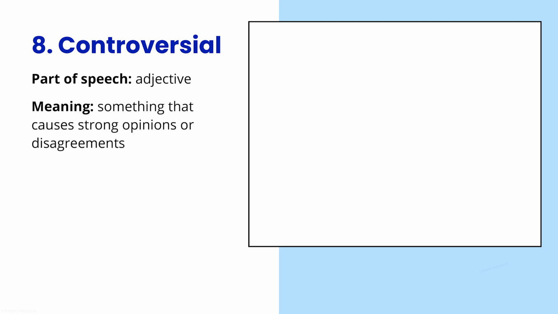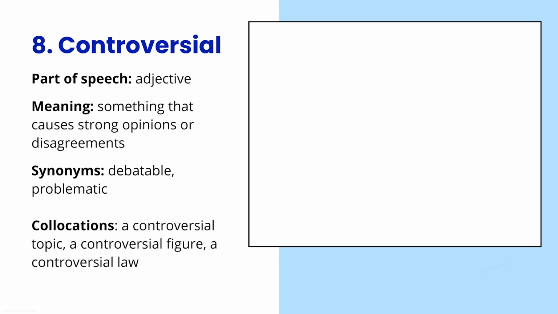Moving on to number 8 now, controversial. This is an adjective, and it means something that causes strong opinions or disagreements. And that's the key thing there. Something that's controversial causes really strong opinions. Now, here are some synonyms: debatable and problematic. Here are some collocations: a controversial topic.